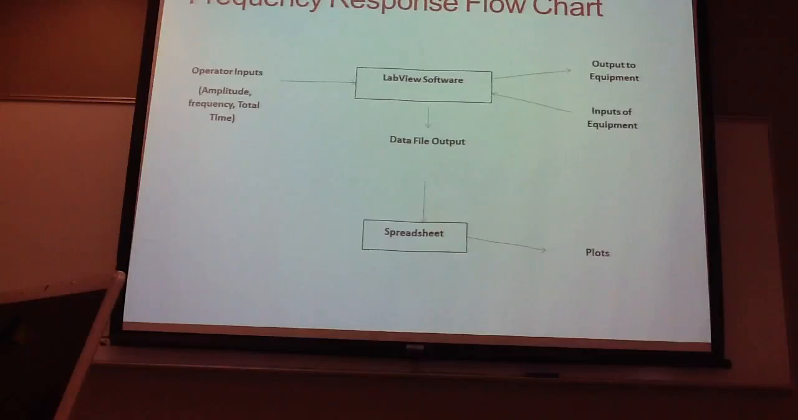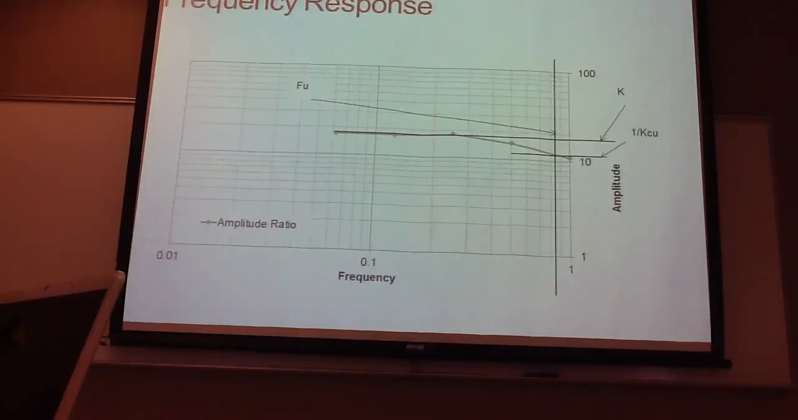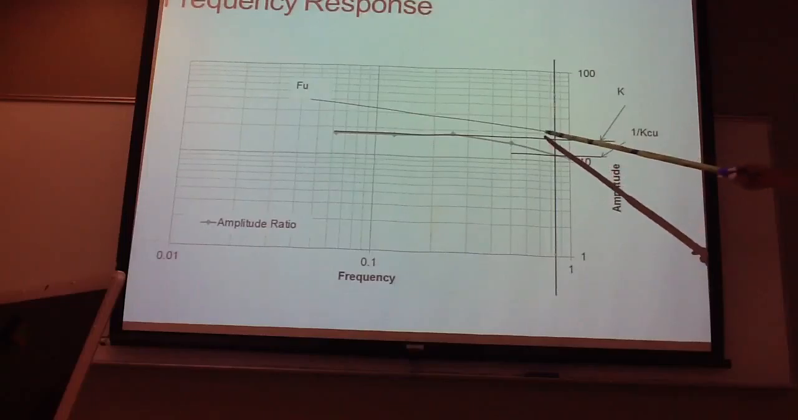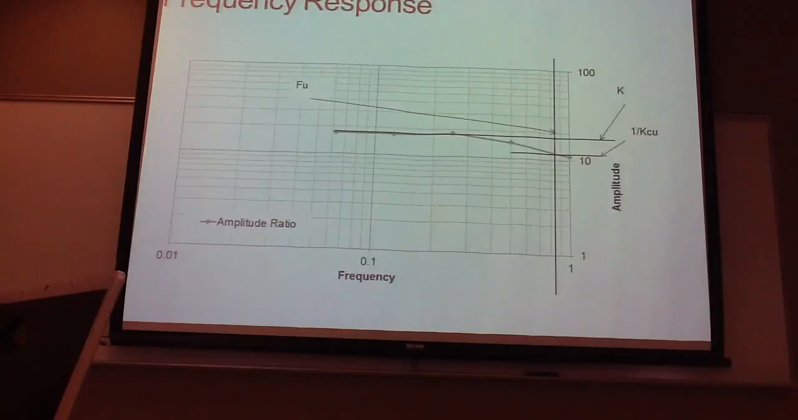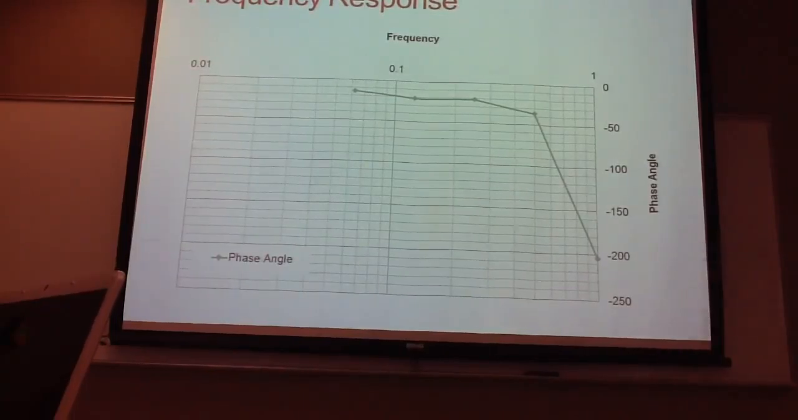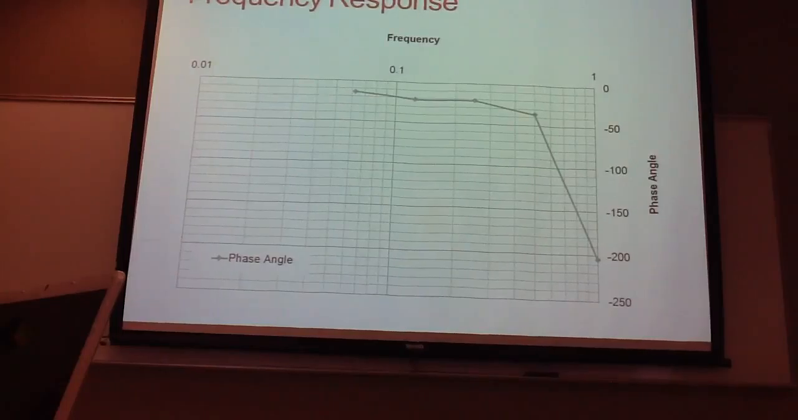This is another block diagram of how we went about frequency response. Here's an example of one of our charts with how we calculated our ultimate frequency gain and went over our critical gain. This is another plot of our phase angle, all part of the same example.